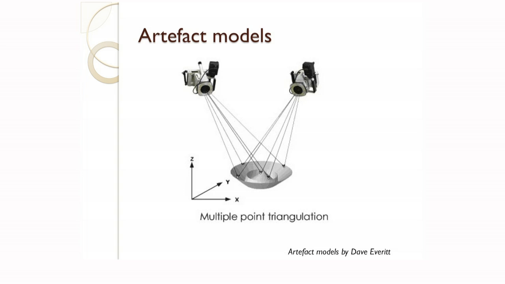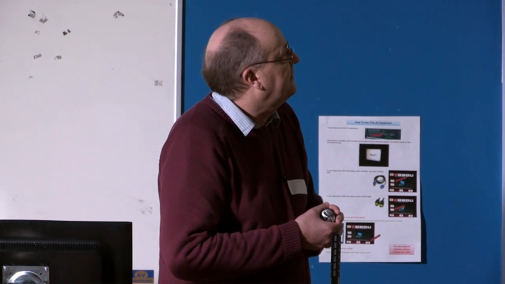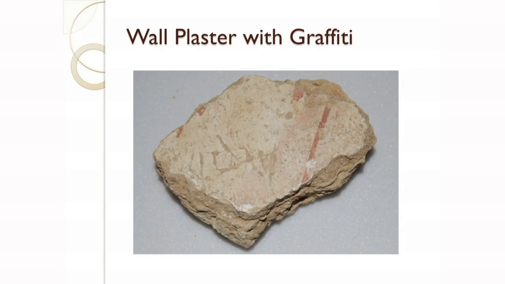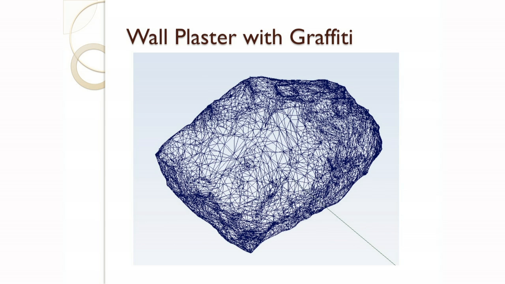Okay. The other thing was the artifacts, the models. Before I got involved with the app, a colleague, Dave Everett, had taken multiple photographs of some of the artifacts and used photogrammetric techniques to triangulate and get the models. To illustrate with one of the artifacts, which is a wall plaster with some graffiti. It's a good job you don't read Latin because I think it might not be for public display. But here's the wireframe model obtained.